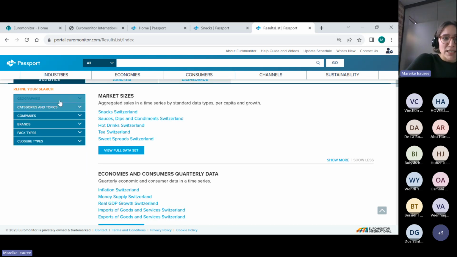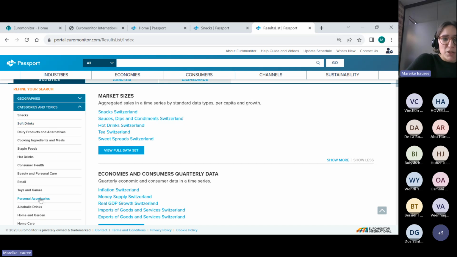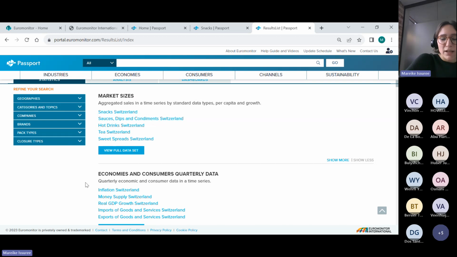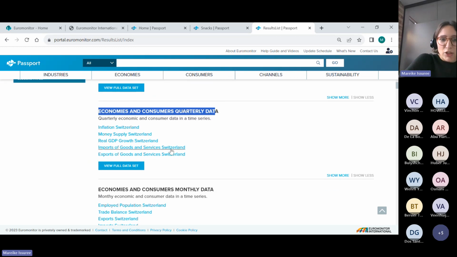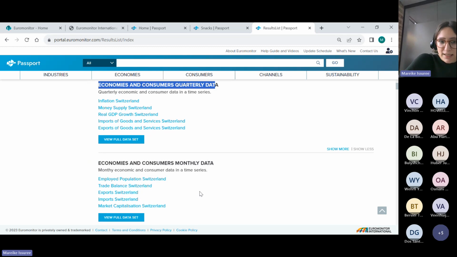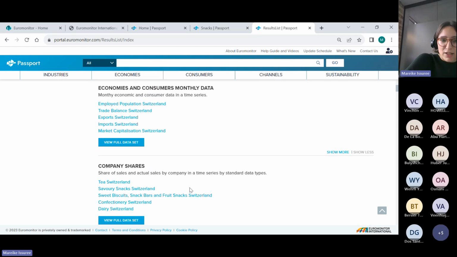So what you can do here is simply you could look at a specific category for Switzerland and it will then filter. Or you could, for example, if you want to look at macroeconomic data for Switzerland, you can jump into this data set. You can also look at monthly data for some indicators. So let me see if that works, if I jump into it. And it will just give me all of the monthly data for Switzerland.